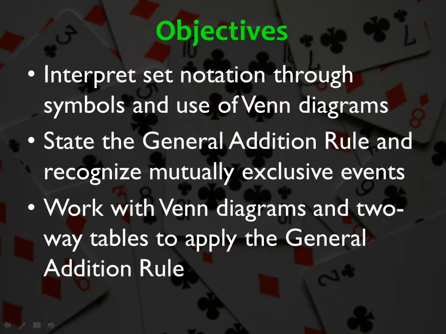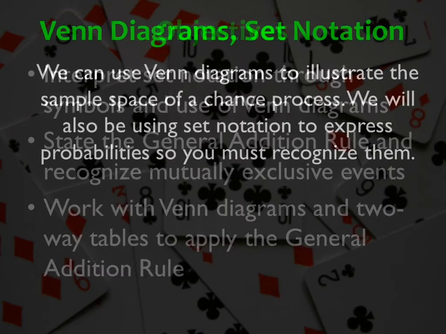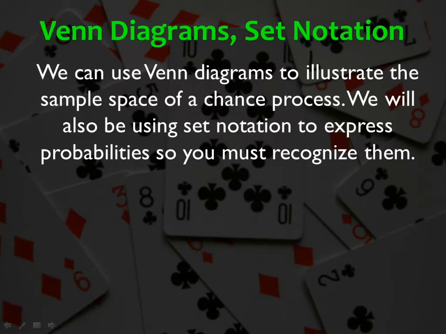So our objectives are to interpret set notation through symbols and the use of Venn diagrams. We will state what the general addition rule is and recognize what mutually exclusive events are, and we will work with Venn diagrams and two-way tables to apply the general addition rule. And so like with other videos, if you need to start, stop, go back, feel free.